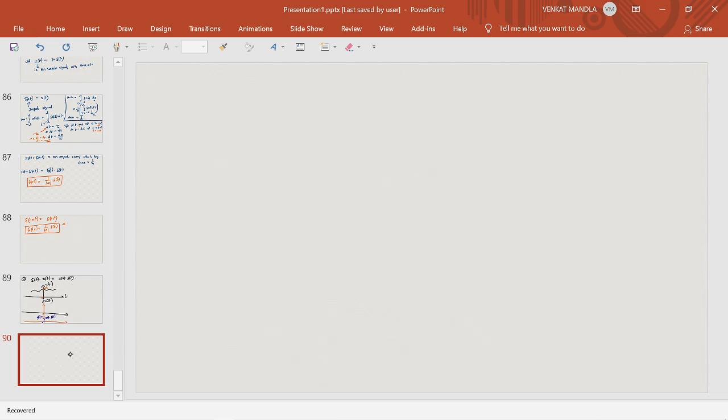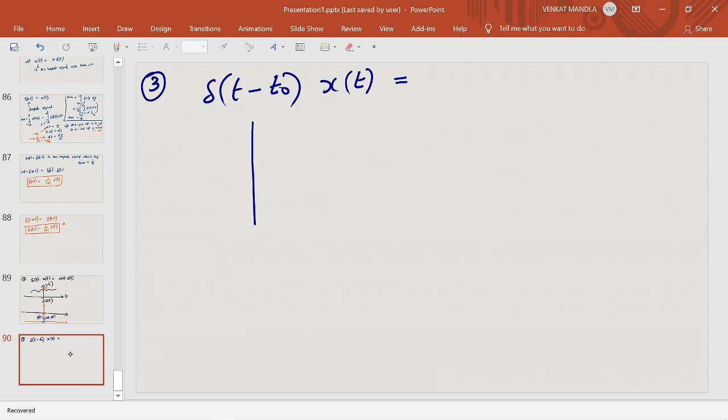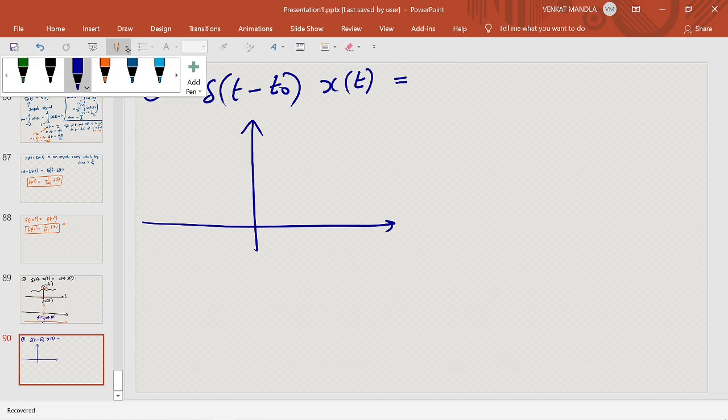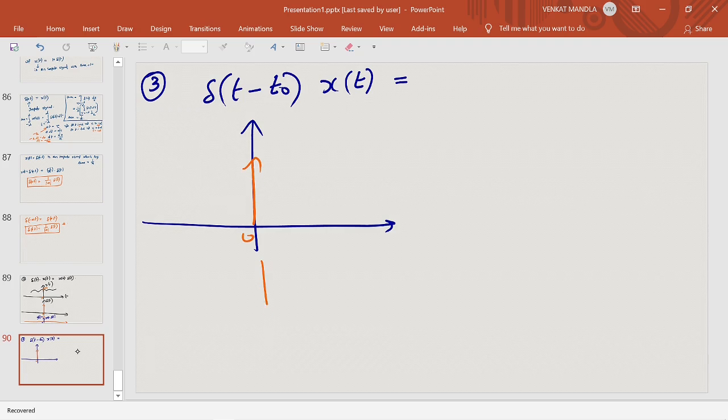And third property, del of t minus t naught into x of t. Del of t minus t naught means shift the impulse signal by t naught. Let us say this is del of t. Shift the signal towards right side by t naught. So let us say some t naught here.